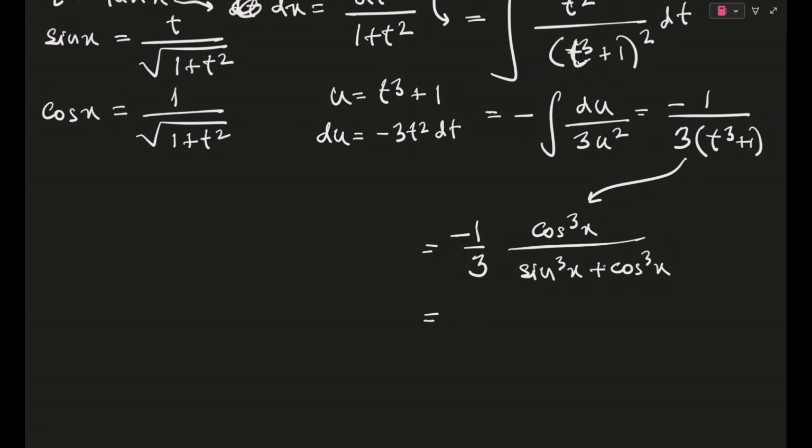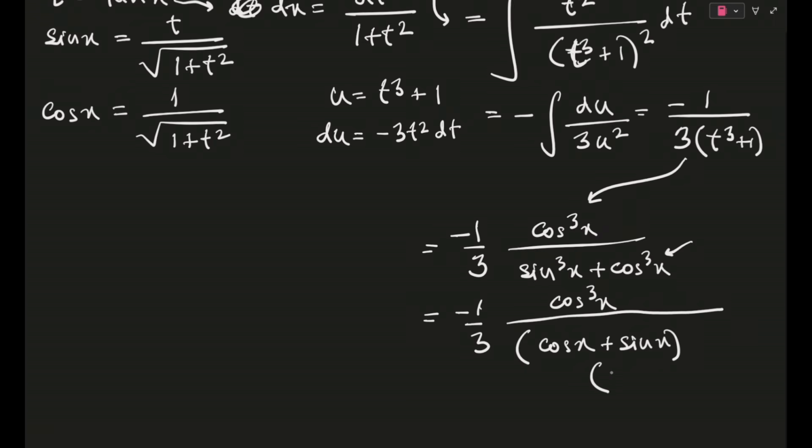And like you can see, this is a cubed plus b cubed. So similarly, if we break it into a plus b times a square minus ab plus b square, then you will get cos cube x whole divided by cos x plus sin x, and the same thing multiplied in the denominator will be sin square x plus cos square x, which becomes 1 minus sin x cos x. Okay.